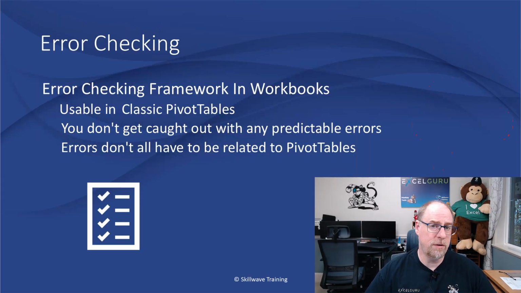So what I want to do in this video is show you a method for setting up an error checking framework in your workbooks so that you won't get caught off guard by a spill error blowing up some of the stuff in your workbook. Now, the thing I want you to know about this is that you can use this for your classic pivot tables today. You can use this for all kinds of other things as well.